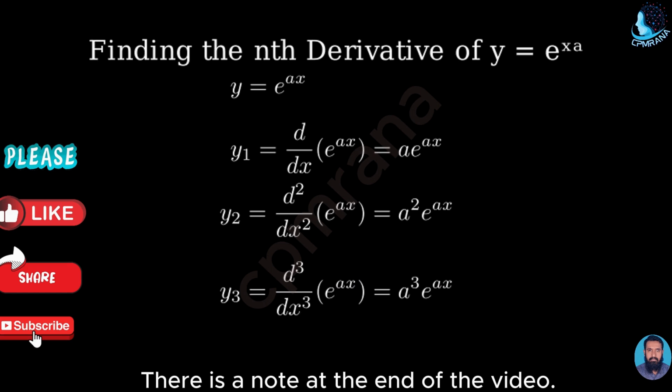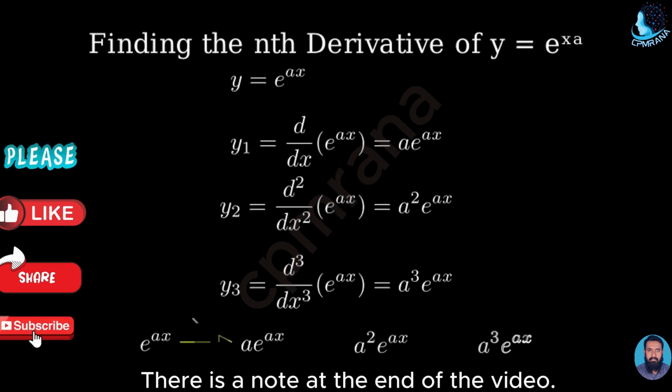Let's visualize this pattern. Notice how with each derivative, we multiply by another factor of a while keeping the e to the x term. From this pattern, we can make a general rule. The nth derivative will be a to the n power times e to the x.